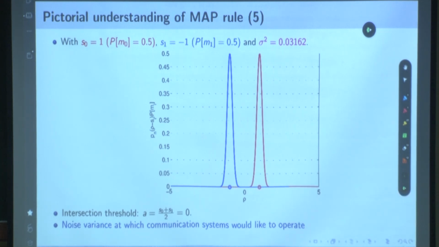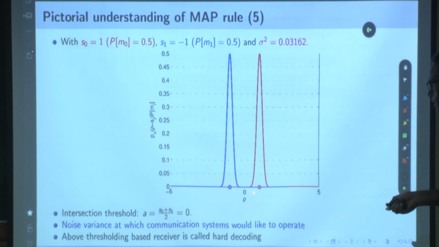not make errors, but that is not guaranteed, and that is why we have all these LDPC codes to help you out, wherein the noise is high, but by sending parity bits, you can recover the correct signal. So this above thresholding based receiver, as I said, is called hard decoding, because you are already declaring that the received signal is either +1 or -1. That is what we do.